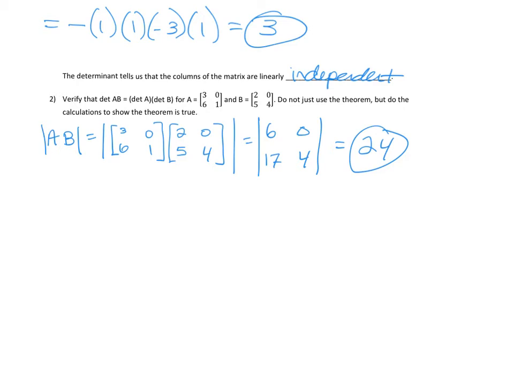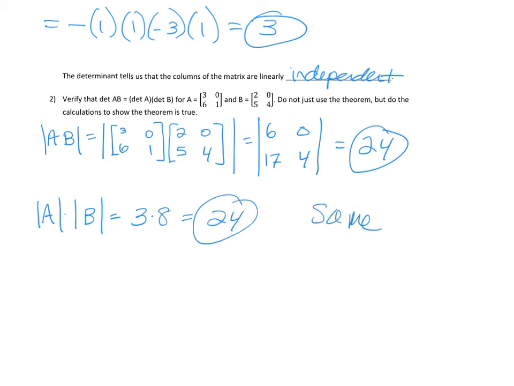All right, and then the determinant of A times the determinant of B. The determinant of A, AD minus BC, is 3 times 1 minus 0 times 6, so that's 3. And the determinant of B is 2 times 4 minus 0 times 5, which is 8. 3 times 8 is 24. Same.